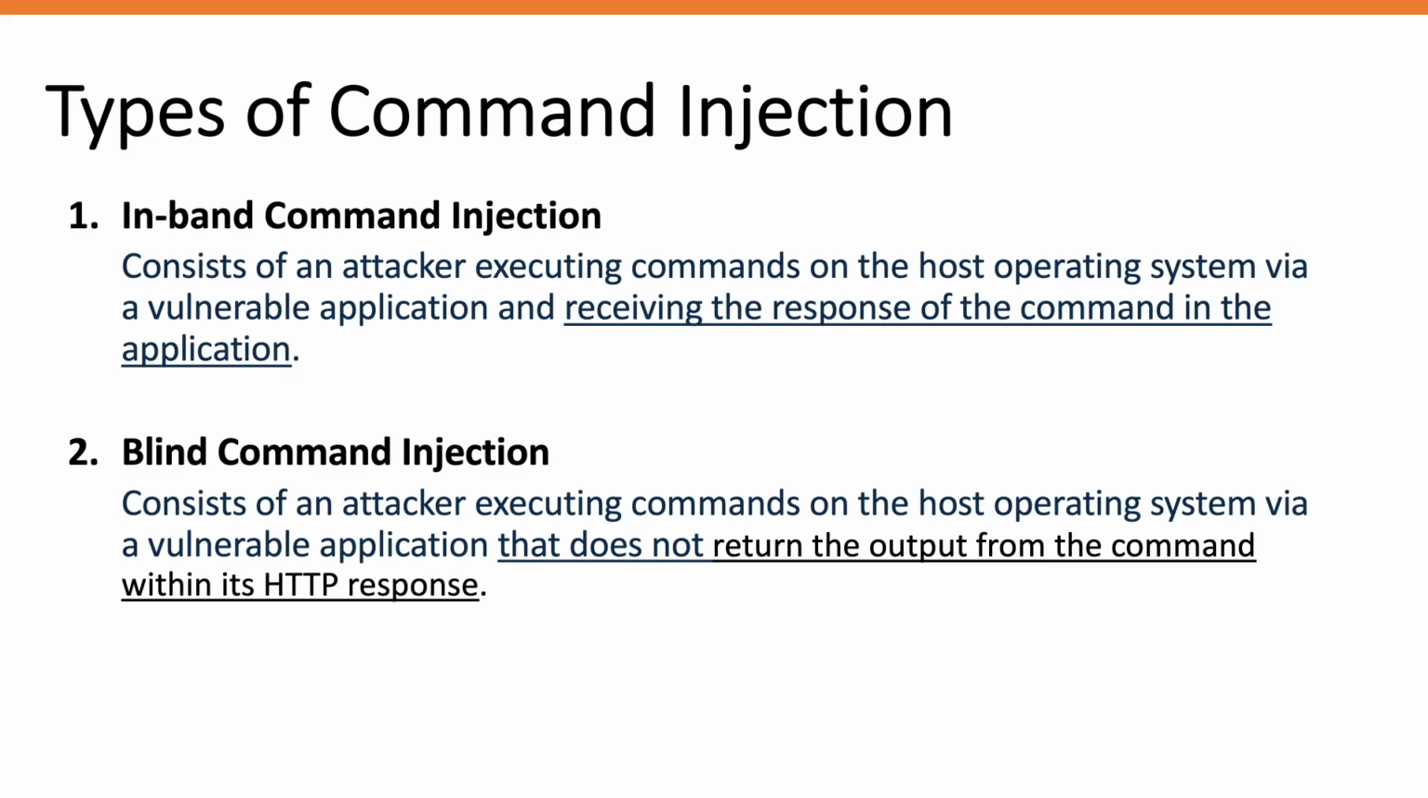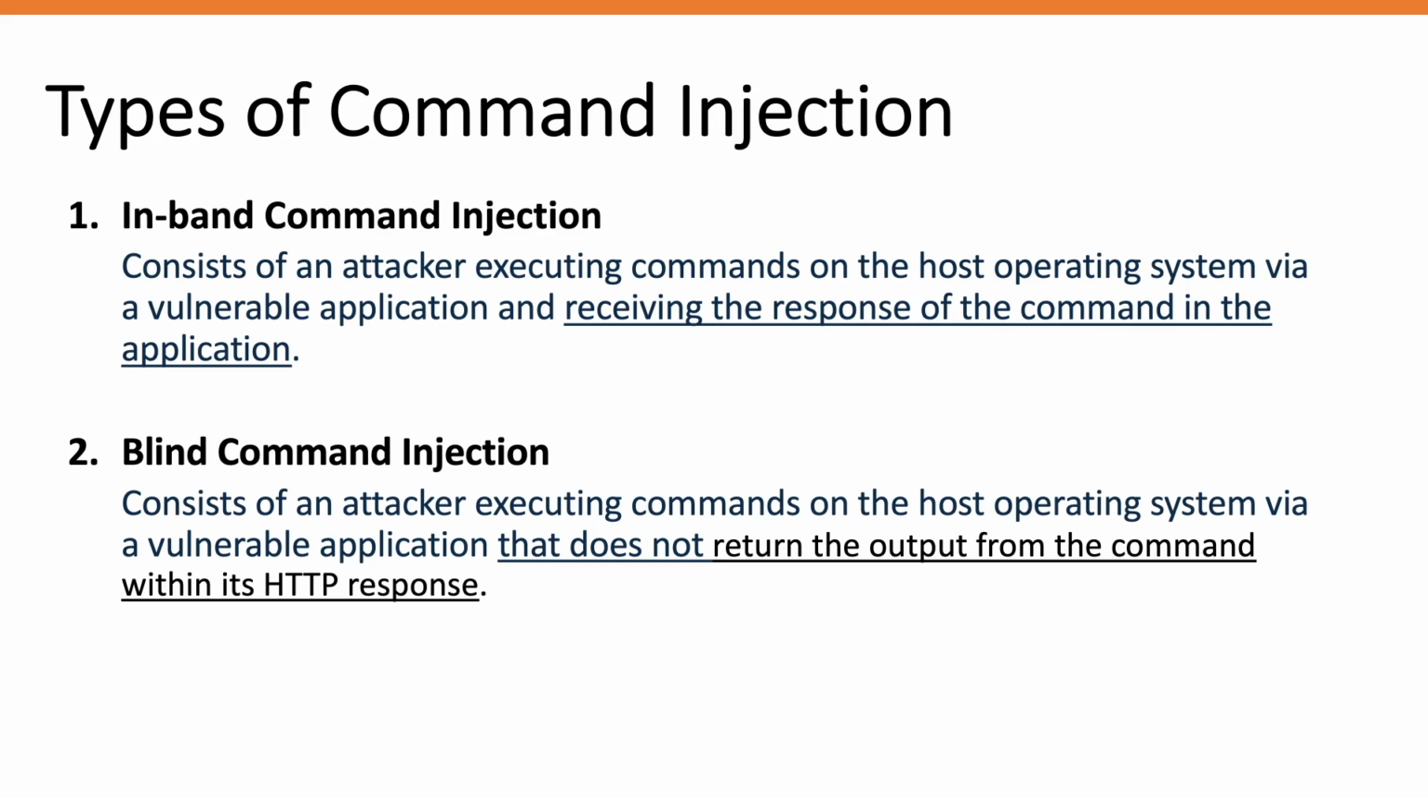Now let's discuss the different types of command injection vulnerabilities. At a high-level overview, there are 2 types of command injection. The first one is in-band command injection, and the second one is blind command injection. They both work almost exactly the same, with the exception being if the response is returned back to you in the application or not. So if we take in-band command injection, it consists of an attacker executing commands on the host operating system through a vulnerable application and receiving the response of the command in the application. So the response of the command that you run is reflected back to you in the application.